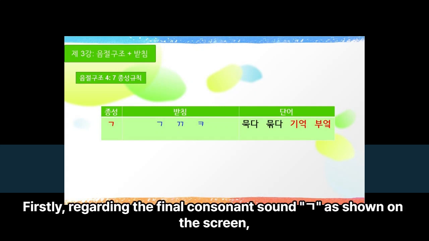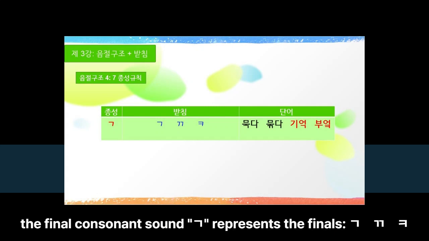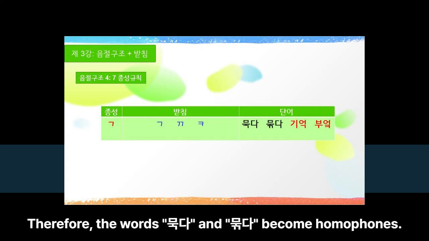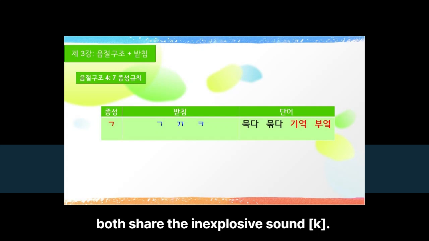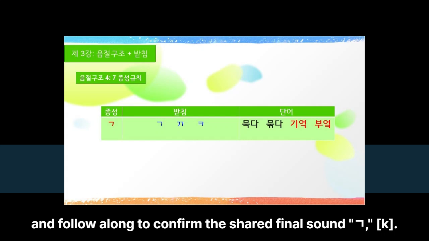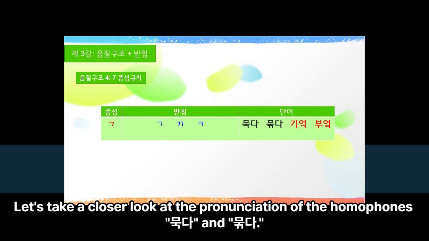Firstly, regarding the final consonant sound, gyok, as shown on the screen, the final consonant sound, gyok, represents the finals, gyok, songyok, and kiyut. Therefore, the words mukta and mukta become homophones. Additionally, the finals of the second syllable in the words gyuk and buuk both share the inexplosive sound, ku. Listen to the words presented with audio and follow along to confirm the shared final sound, gyok, ku. Let's take a closer look at the pronunciation of the homophones, mukta and mukta.